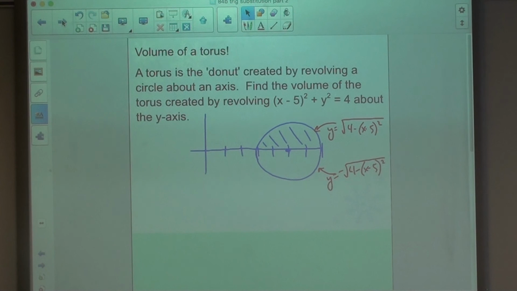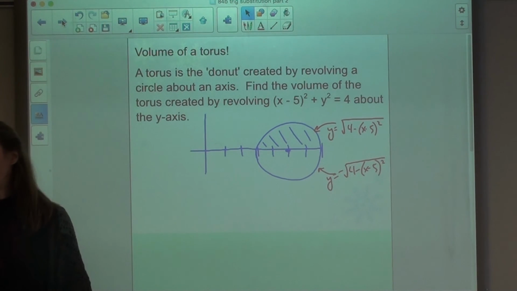It's funny, because the first image in my mind was not a donut. When I thought of revolving a circle around an axis, one of the teachers has a paperclip holder that's a circle. I don't know if anyone's ever seen a paperclip holder. Anyway, that's the exact shape, and that's the first thing that hit my head when I thought of torus. But anyway, it's basically the shape of a donut.